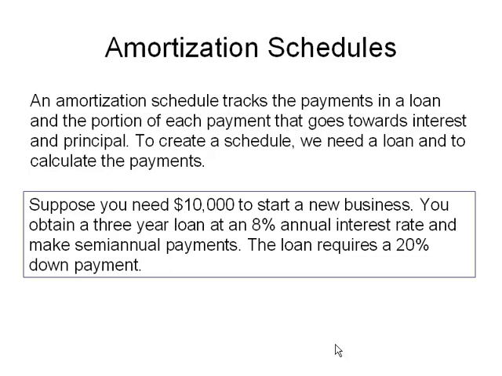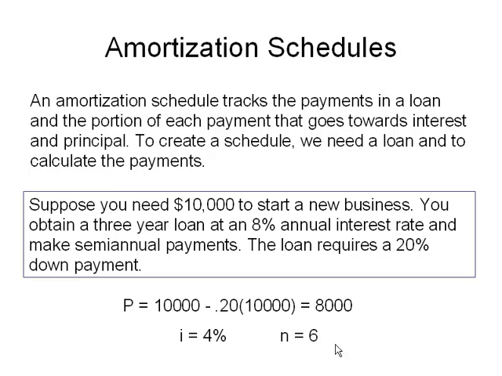Now this loan requires that you do a 20% down payment. So the first thing I'm going to do is figure out what the loan is actually going to be for. It's going to be for $10,000, but I'm going to pay the 20% ahead of time, which is $2,000, so the actual loan is going to be for $8,000.